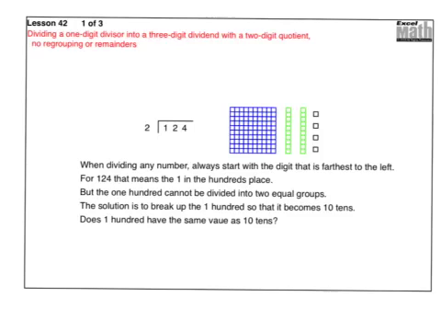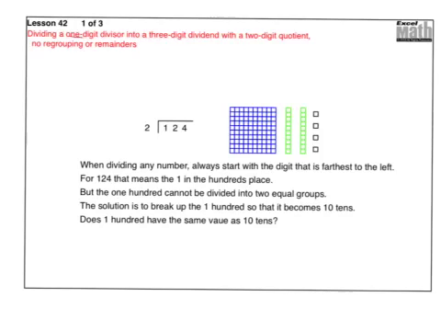So anyway, here we go with today's math lesson on dividing a one-digit divisor into a three-digit dividend with a two-digit quotient. No regrouping or remainders. Now, what does all that mean?